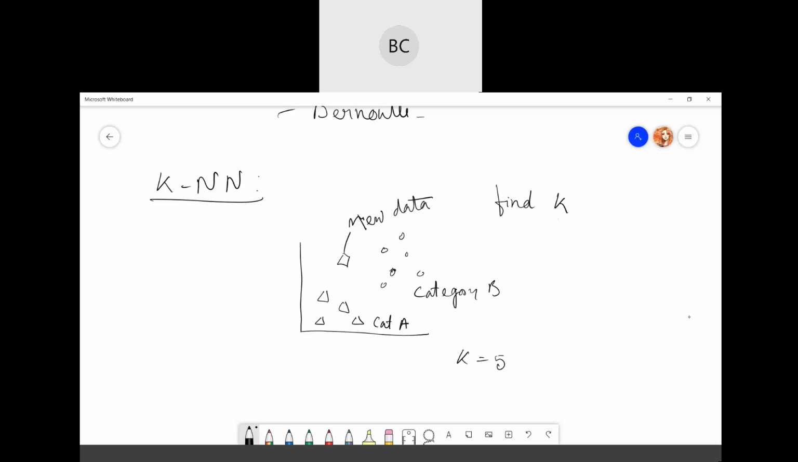Okay, the most preferred value is k equal to 5. You can take low values like k equal to 1 or 2, but it can be noisy and lead to the effect of outliers. Maybe there are some outliers, so it can be noisy if you take a very low value of k. But again, if you take a very large value of k, it may find some difficulties.